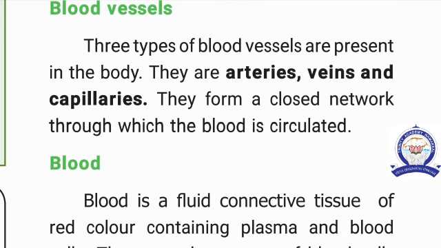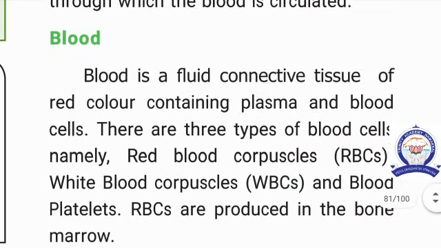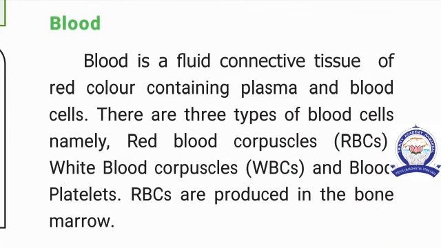Capillaries are attached within arteries and veins. Next topic is blood. Blood is a fluid connective tissue. It consists of plasma and blood cells. It looks red in color. The hemoglobin is present in the RBC. So totally they are divided into three blood cells.